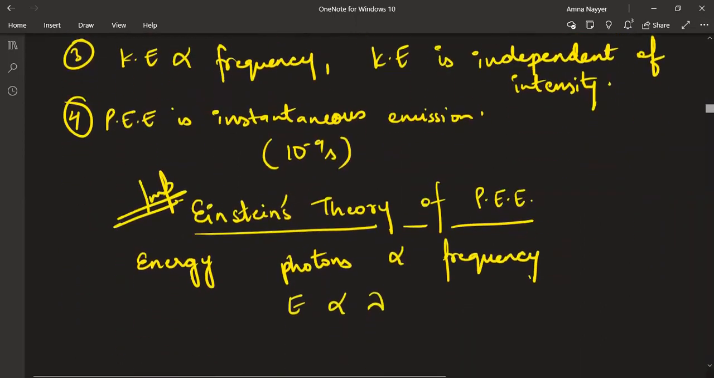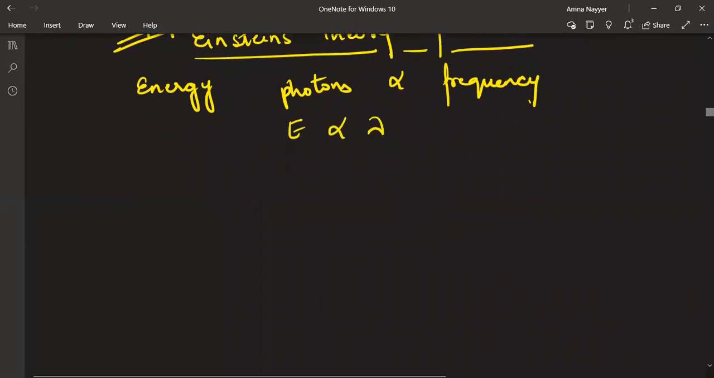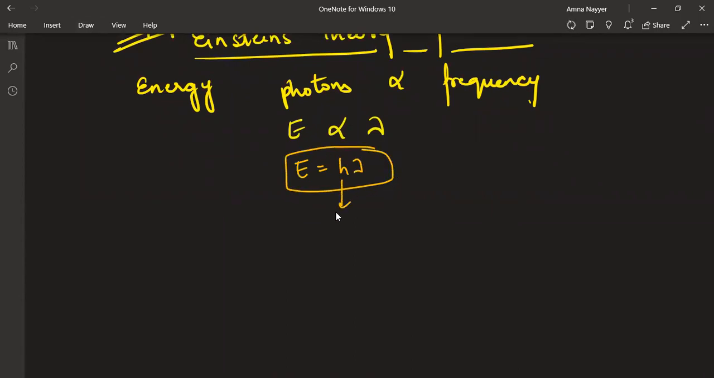So if you remove the proportionality sign here, you put a constant that is known as h. E is equal to h nu. Nu is the frequency, h is the constant which is known as Planck's constant. So the value of h is 6.63 into 10 to the power minus 34 joule seconds. This value all of you have to remember. This won't be given in the question, but it will be used everywhere. Even in your upcoming lessons as well, not only for dual nature.